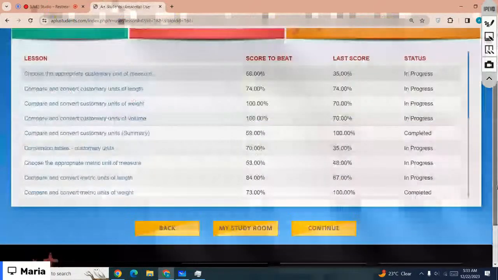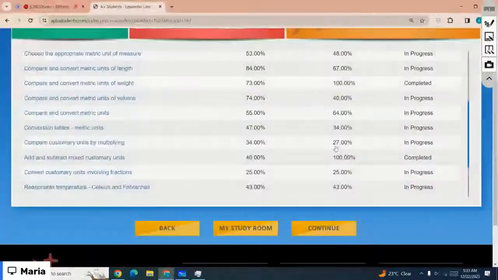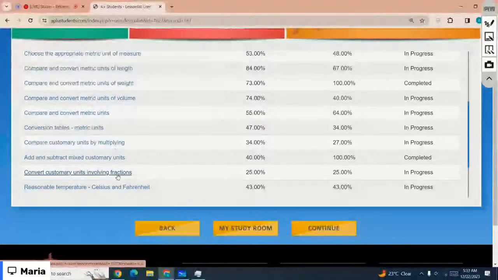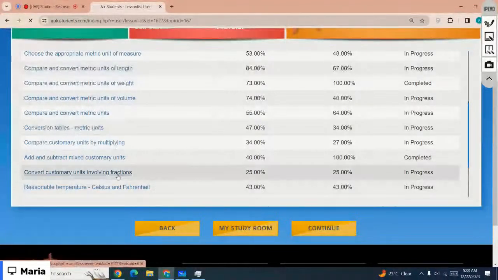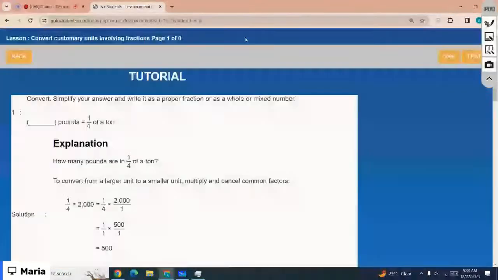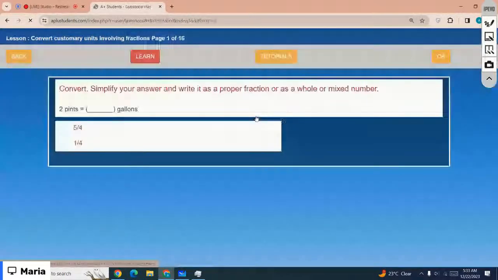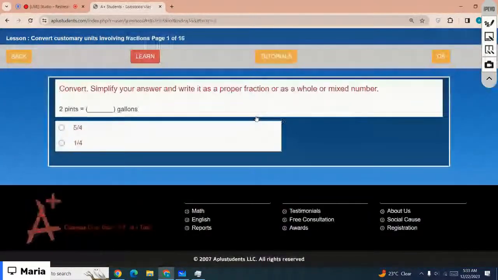the next lesson is convert customary units involving fractions, right? Let's just start with the test questions. Okay, 2 pints equal how many gallons? You have to convert from pints to gallons. So which is the correct option?